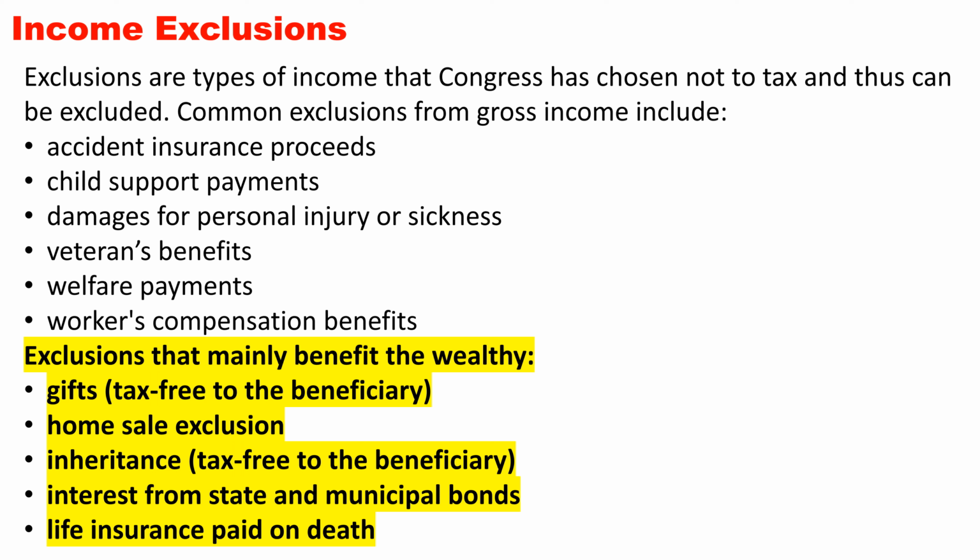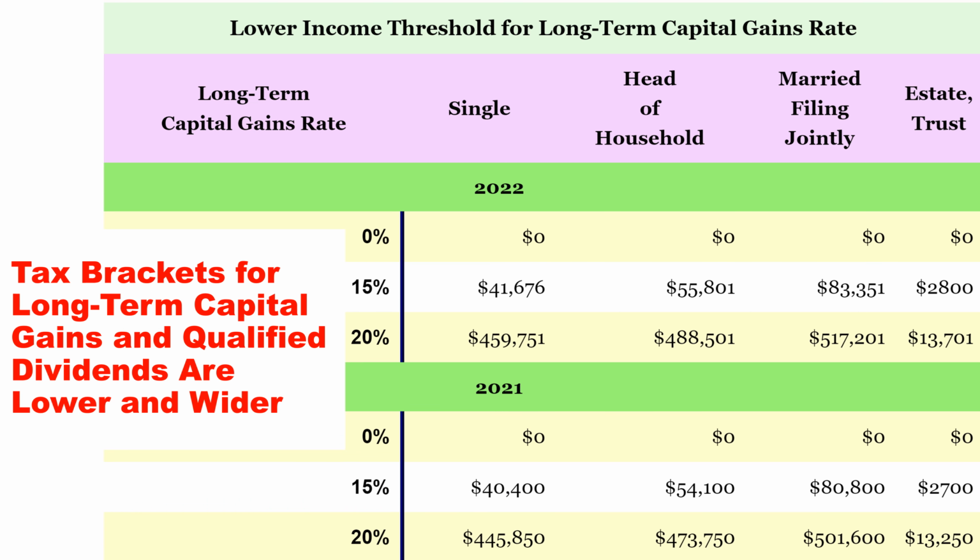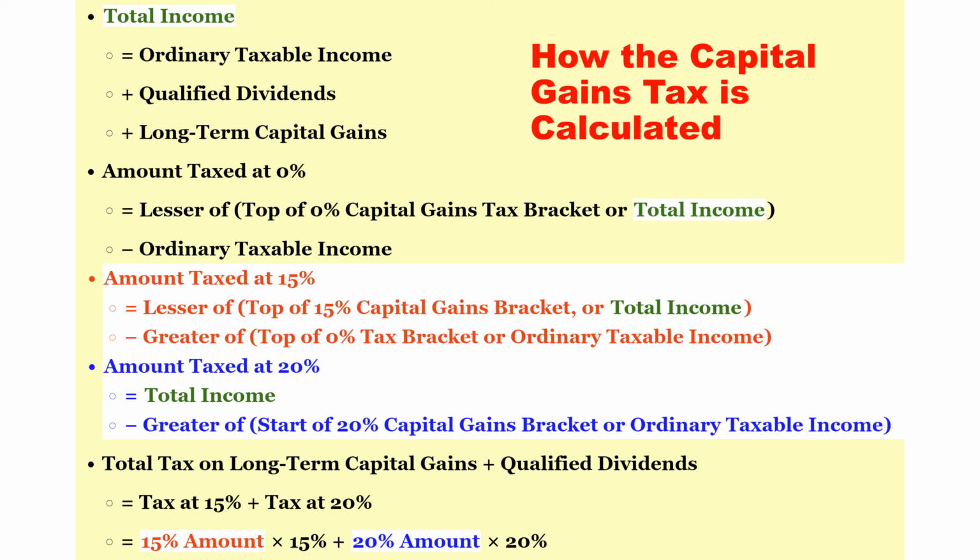This is a list of income that is excluded from taxation. Notice that many of these exclusions apply to income that accrues mostly to the wealthy, which means that their tax burden is not nearly as burdensome as would be suggested by the top tax rates, depending on how much of this type of income they receive. Tax brackets on long-term capital gains and on qualified dividends are wider and lower. The capital gains tax is easier to calculate since you simply add the 15% tax to the 20% tax.